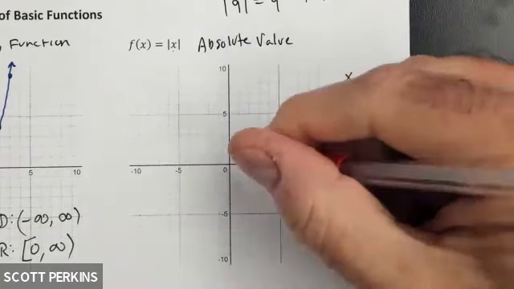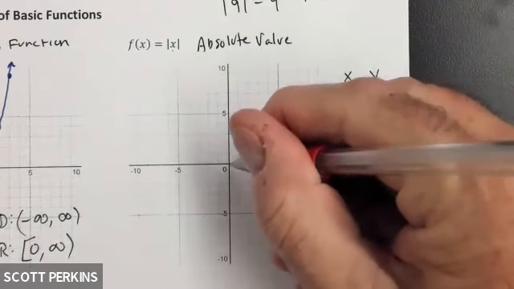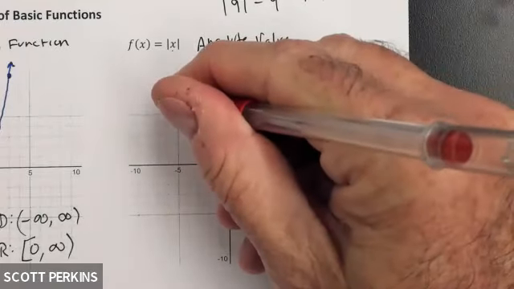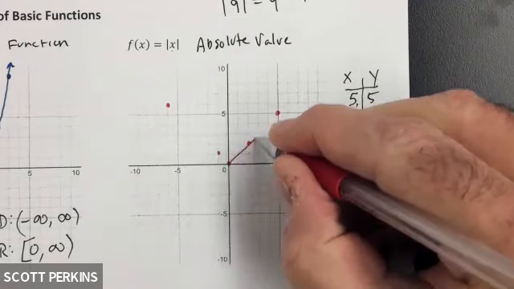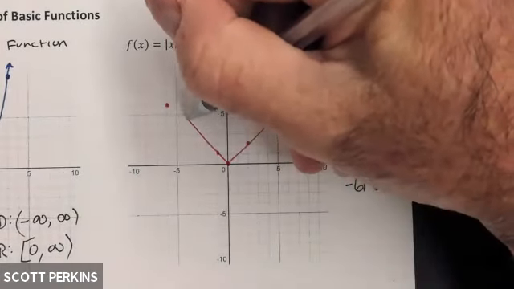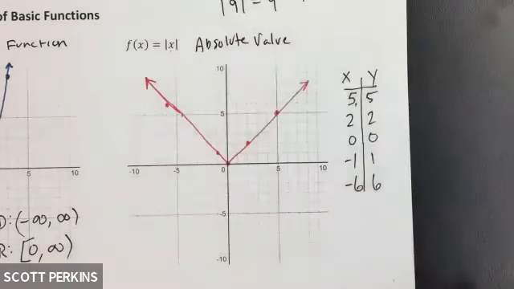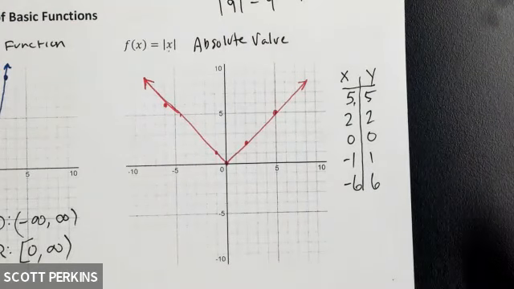So plotting these points, (5, 5), and (2, 2), (0, 0), (-1, 1), and then (-6, 6). And what you get with the absolute value, I don't have a straight edge with me, but I'm going to do the best I can. You get what is a V. Oops, I kind of missed that dot there. Apologize for that. There we go. My absolute value function is a V.